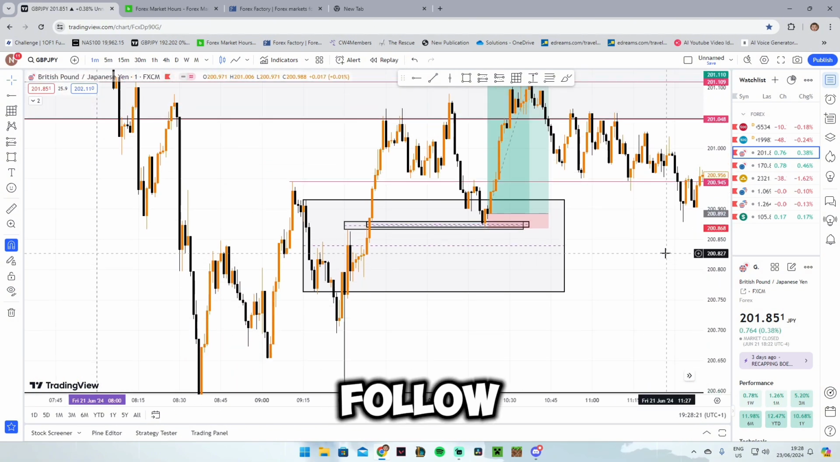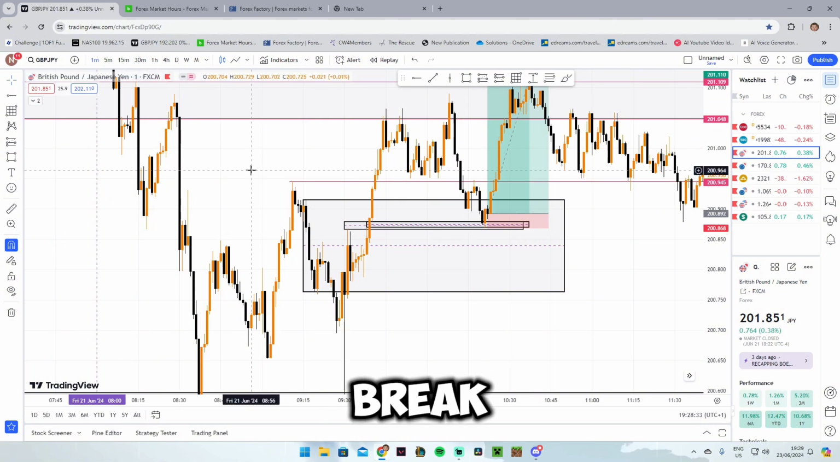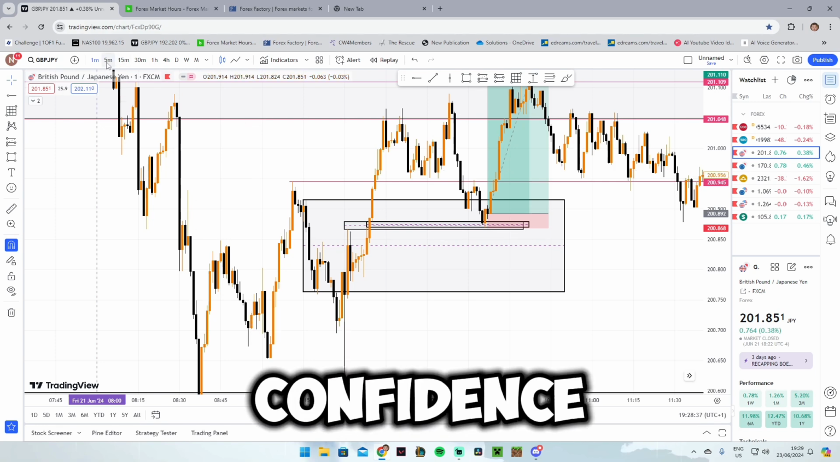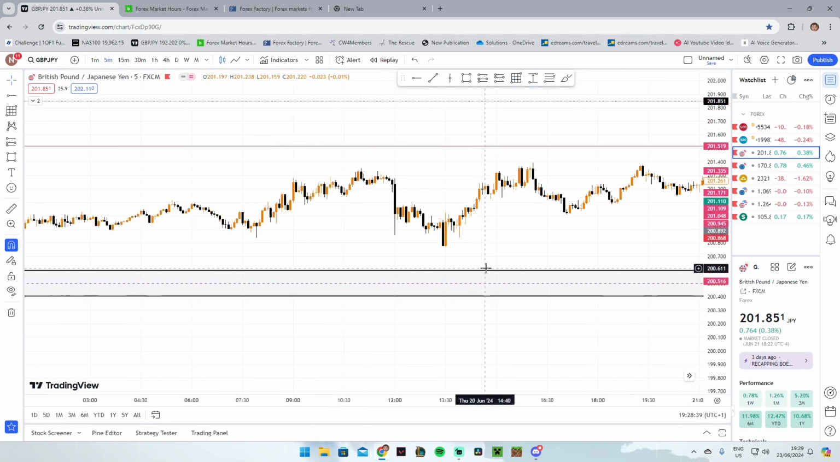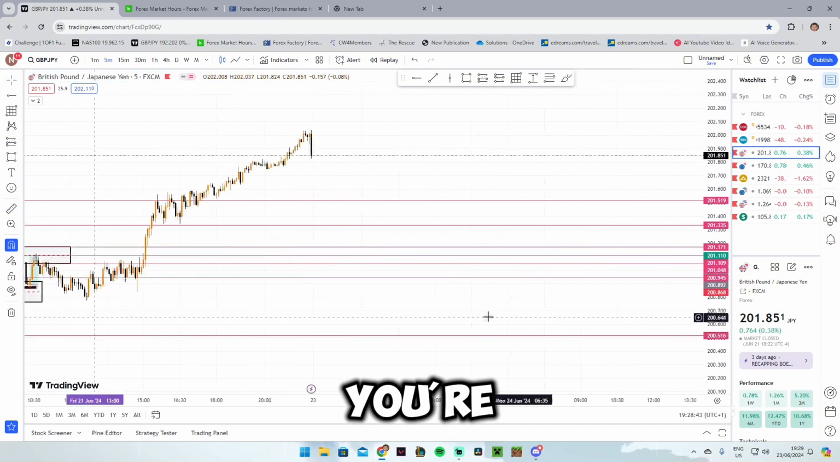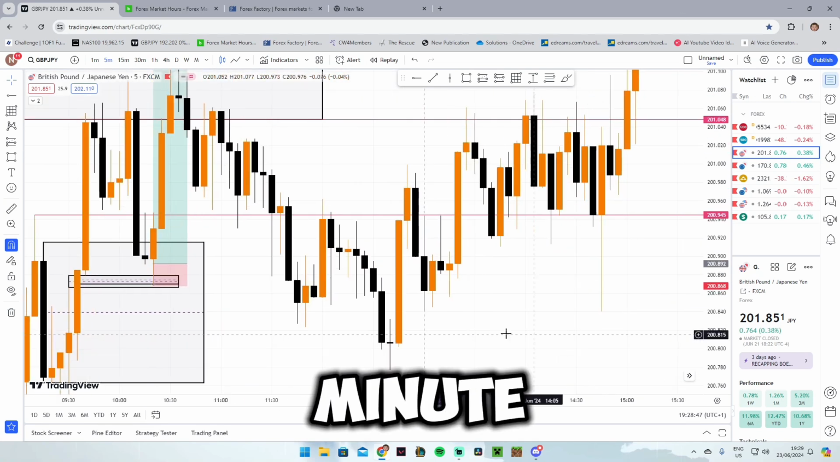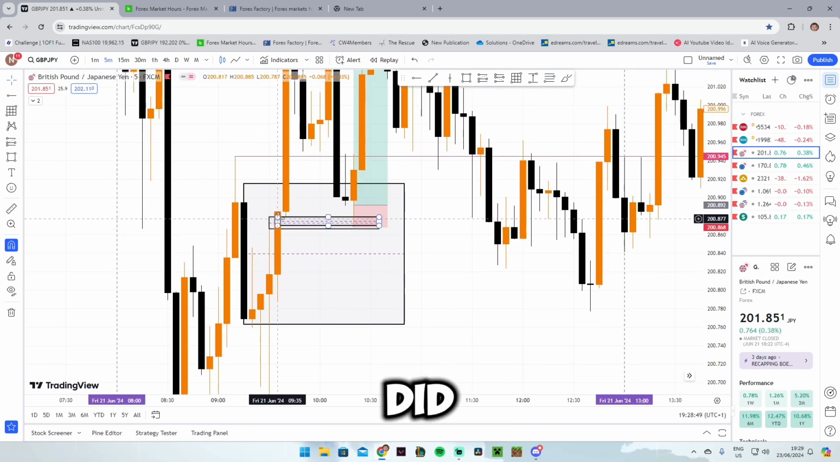Like, just follow the rules step by step. Find your bias. Look at the daily if you want. Mainly look at the 4 hour, 1 hour bias. Liquidity sweep on the 30 minute. Break of structure. 1 minute confluence. Look at a nice reaction. If your confluence is on the 5 minute, let me take this out actually. If you're purely looking for confluences off the 5 minute, get a 5 minute fair value gap.